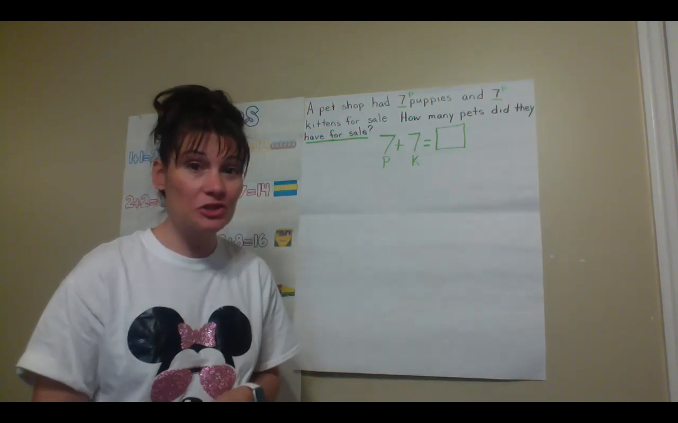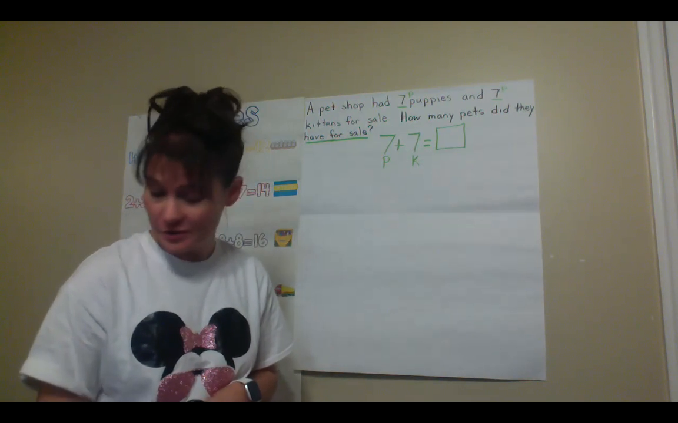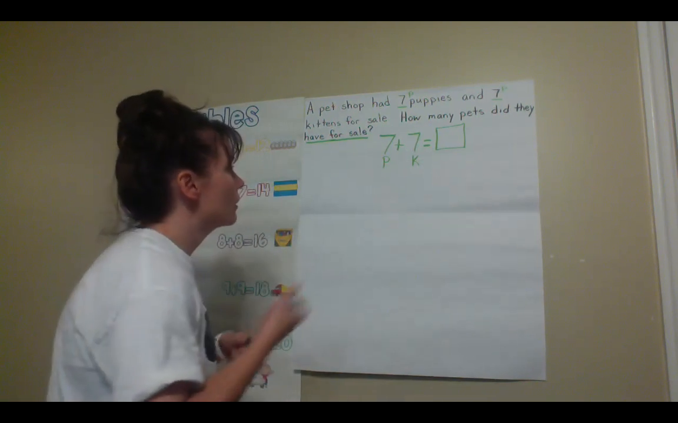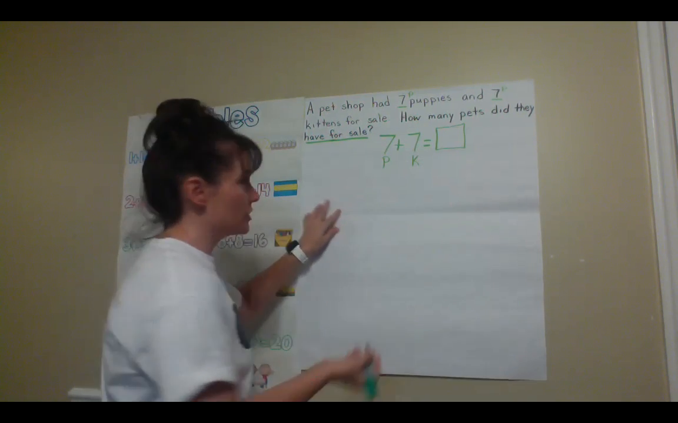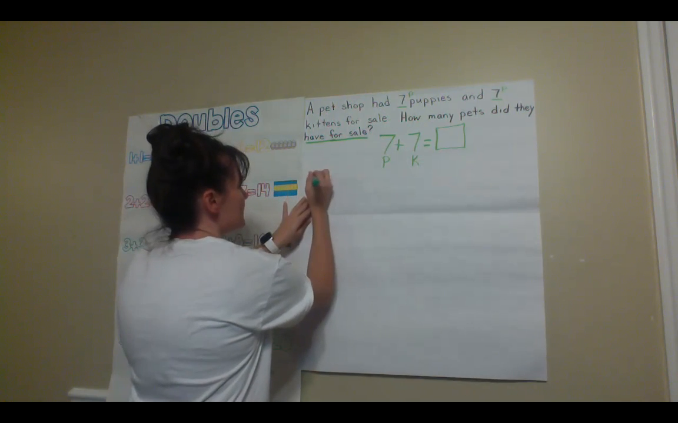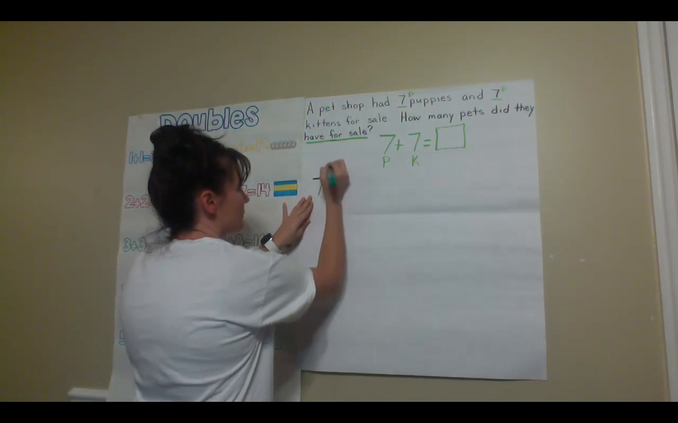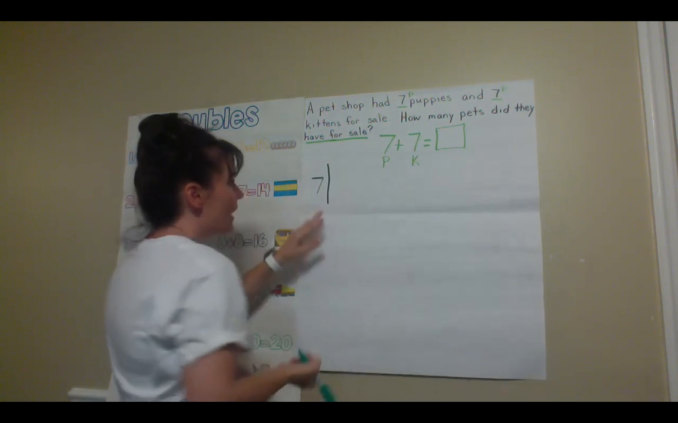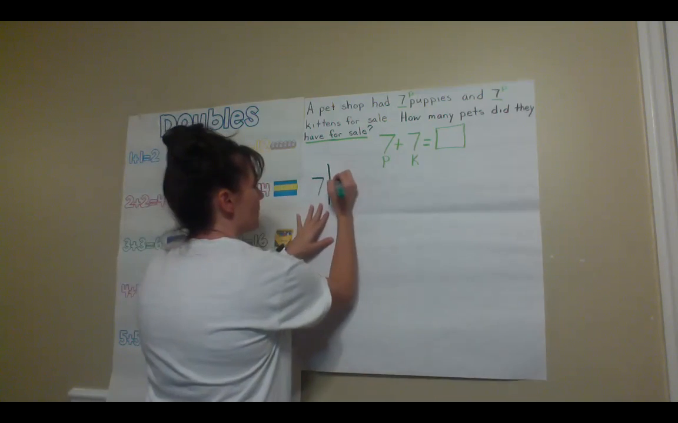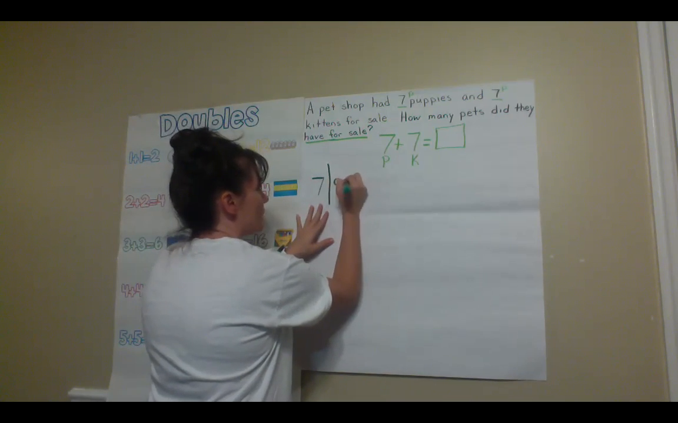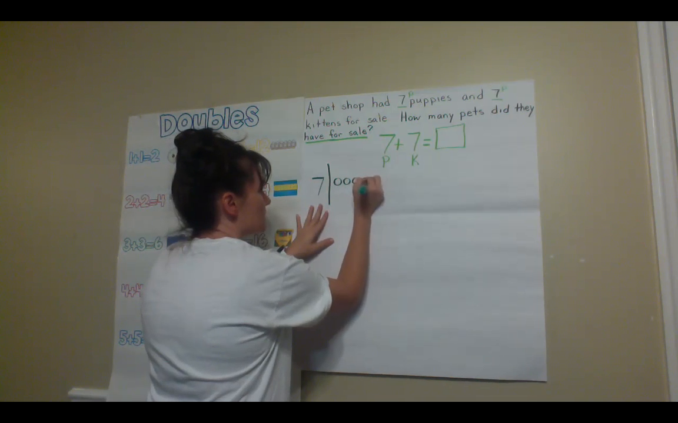I'm going to go ahead and show you some of the models that I've heard. One of the models that I heard was a counting on strategy. I heard someone say 7, and then they counted on 7 more. So I'm going to go ahead and draw out those 7 more.